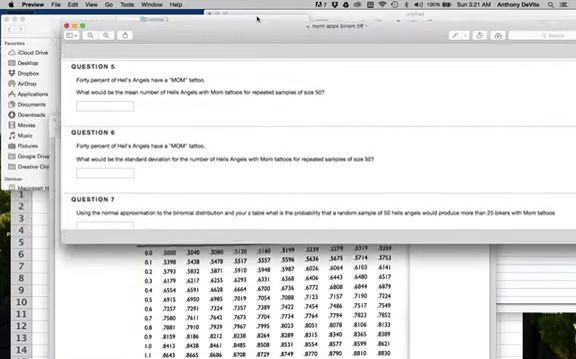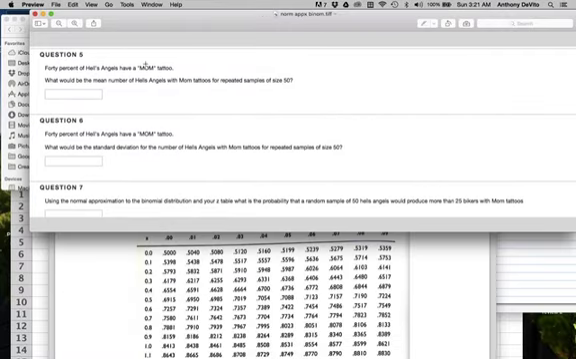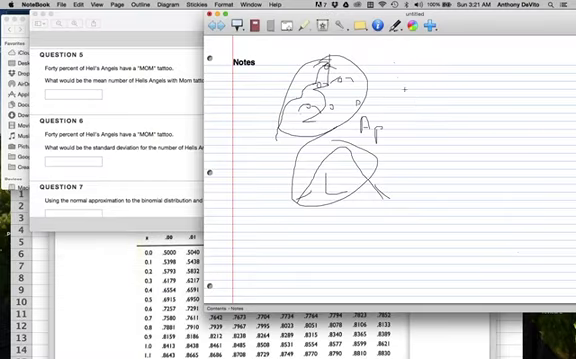In this problem, 40% of Hell's Angels have tattoos with mom on them. What would be the mean number of Hell's Angels with mom tattoos for repeated samples of size 50? In other words, if I repeatedly took samples of size 50, n equals 50.